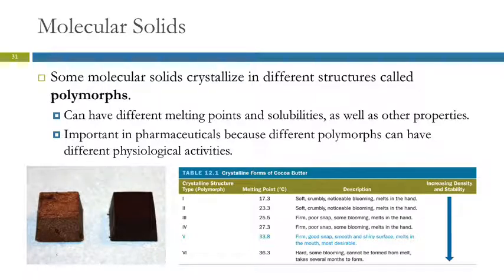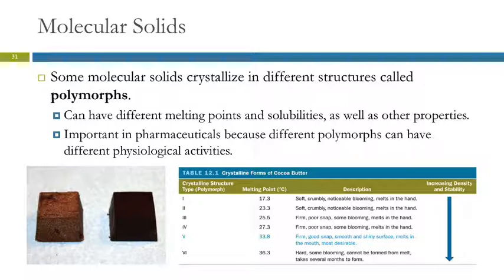Molecular solids, some of them can crystallize in different structures, and these are called polymorphs. Poly meaning many, morph referring to shape, so many shapes. The different polymorphs are going to have slightly different properties. They'll probably have different melting points, may have different solubilities, they will definitely have different densities.